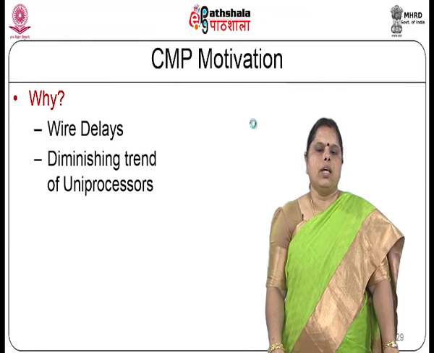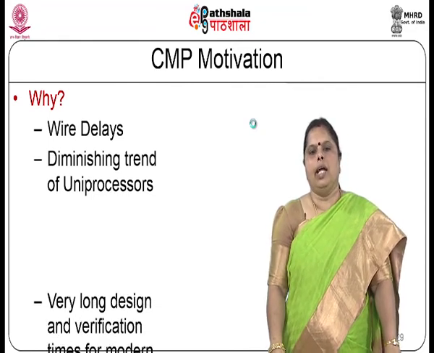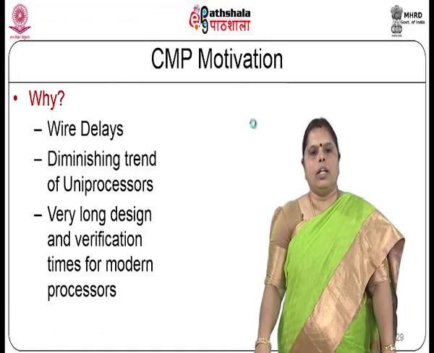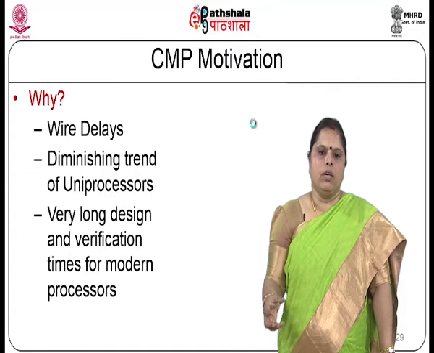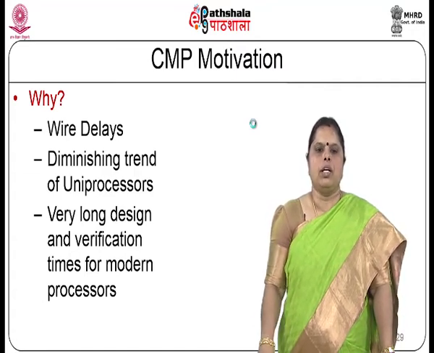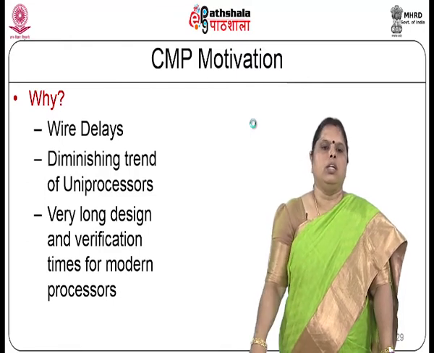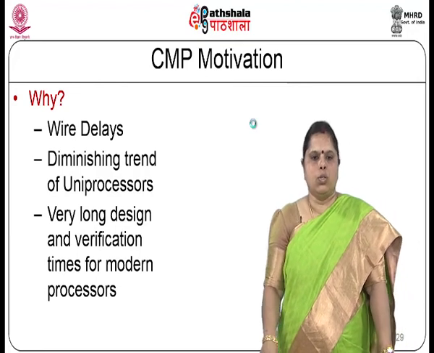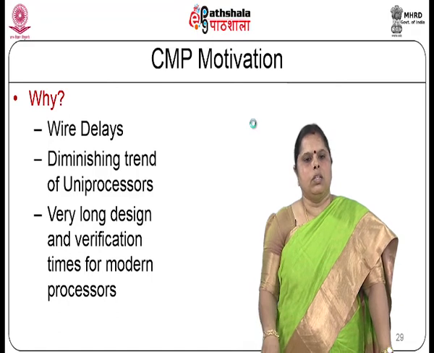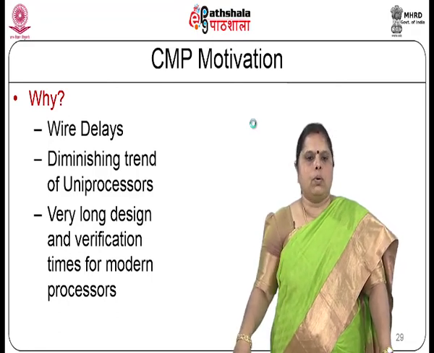So, basically CMP, if you raise the question of why CMP, it is basically to handle your wire delays. The wire delays get reduced when you have different cores put on the same die, and there is also a diminishing trend towards uniprocessors. There is no point in pushing the processor too far. You can't keep increasing the complexity of the processor. The power consumed is going to be too high, so you can't keep pushing the processor too much.